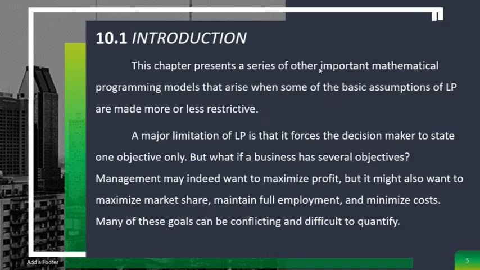In this chapter, it presents a series of other important mathematical programming models that arise when some of the basic assumptions of LP are made more or less restrictive. A major limitation of LP is that it forces the decision maker to state one objective only. But what if a business has several objectives? Management may indeed want to maximize profit, but it might also want to maximize market share, maintain full employment, and minimize costs. Many of these goals can be conflicting and difficult to quantify.